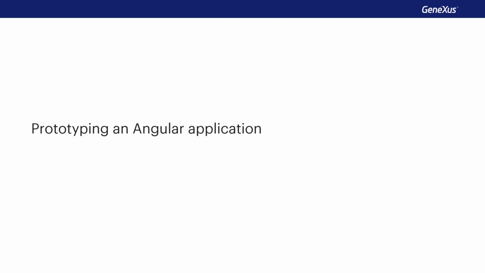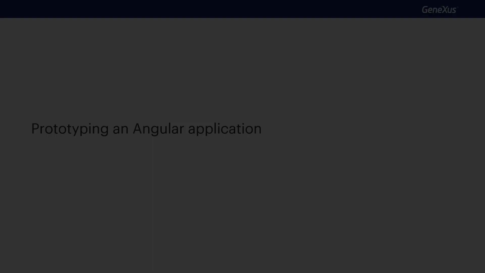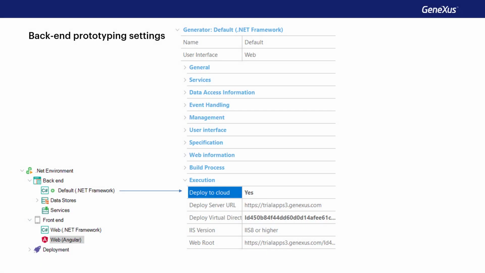Since an Angular app has a front end and a back end, now you'll see the prototyping options available for each part. Start by prototyping the back end. So far, you've used the default mechanisms for prototyping.